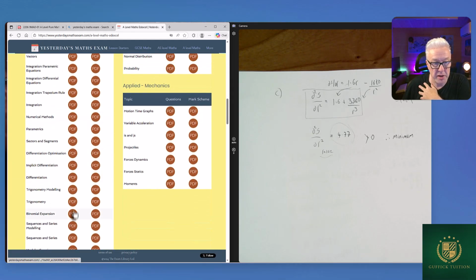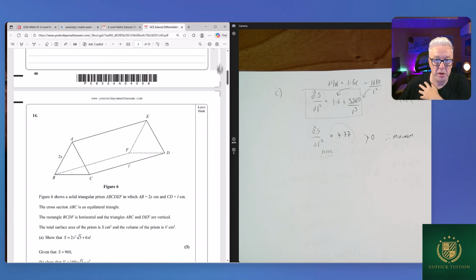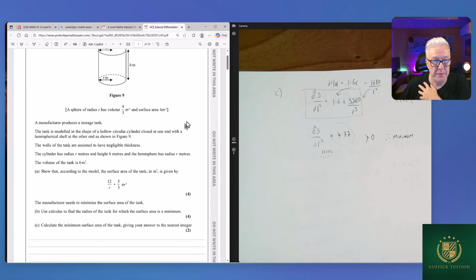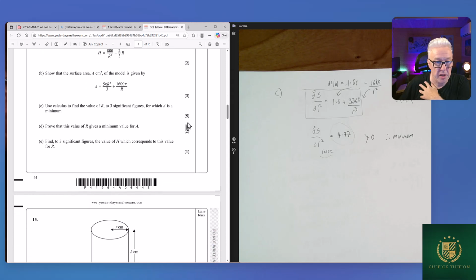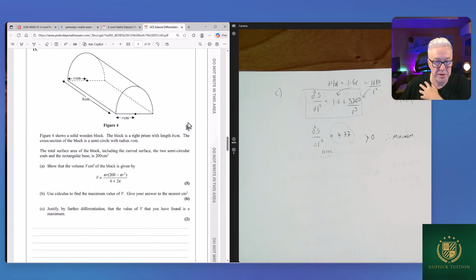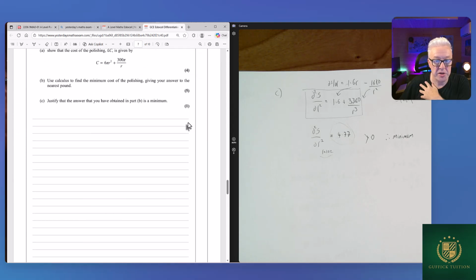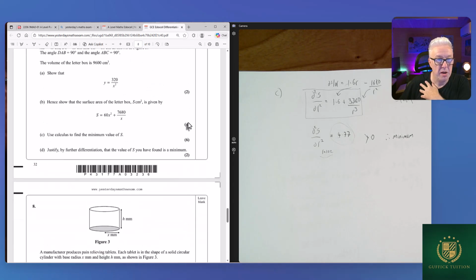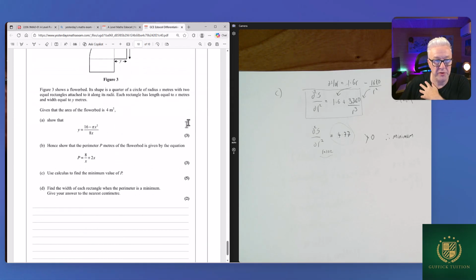Scroll down on this website, and if you go to where it says differentiation optimization, the creator of this website has compiled all of the questions on this topic for you. So there's absolutely loads of questions here that you could use to practice and make sure that you've honed your skills on this particular question. Fantastic free resource. One of my students made me aware of it a couple of years ago, and all thanks to the person who created that website. It's super useful.